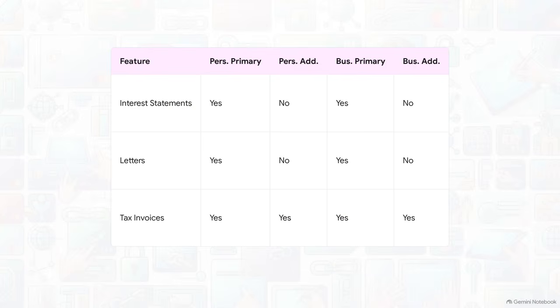Now, you should keep in mind that there is a bit of a complex matrix when it comes to NAB IDs. You might actually have more than one, depending on how your accounts are set up. This table does a great job of showing exactly what permissions each type of ID has when it comes to your financial documents. For instance, a personal primary ID gives you full access to interest statements and letters, but a personal additional ID, which might be used for someone who has power of attorney, might only grant access to tax invoices. So figuring out which ID you are currently using is absolutely crucial for our next steps.